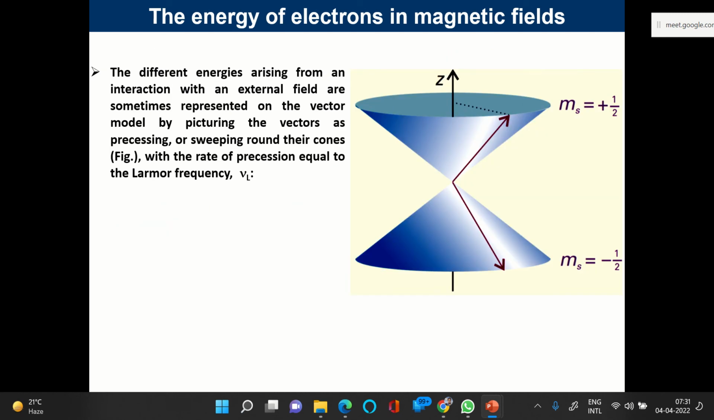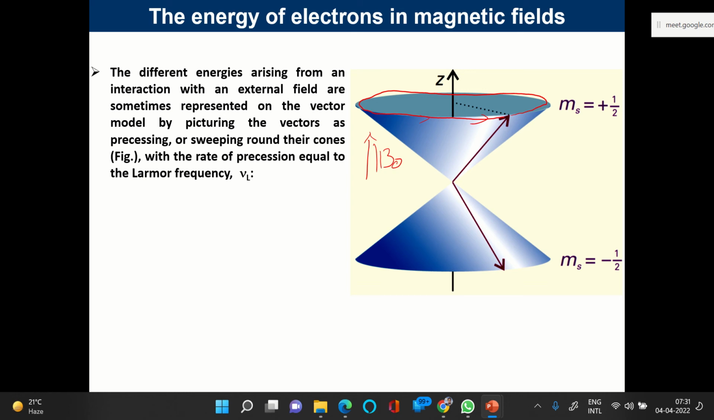So when you apply an external magnetic field, the vector will start precessing. This vector will start moving along this path, along this cone. The tip of the vector, if you trace it, will be going like this along the cone. So this is the precessional motion. Mind it, earlier when no magnetic field was applied, it was not precessing. We were only talking about that the vector can be placed anywhere on the cone.